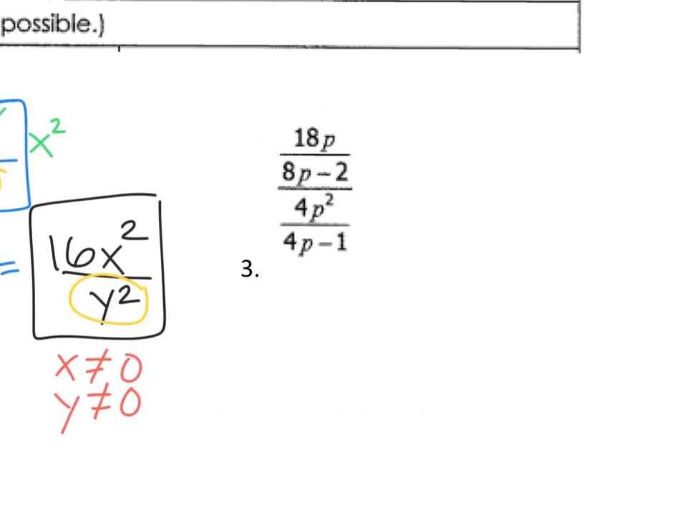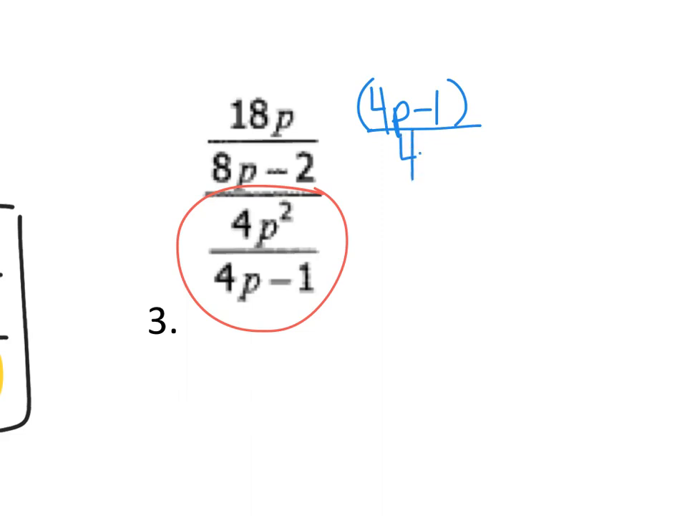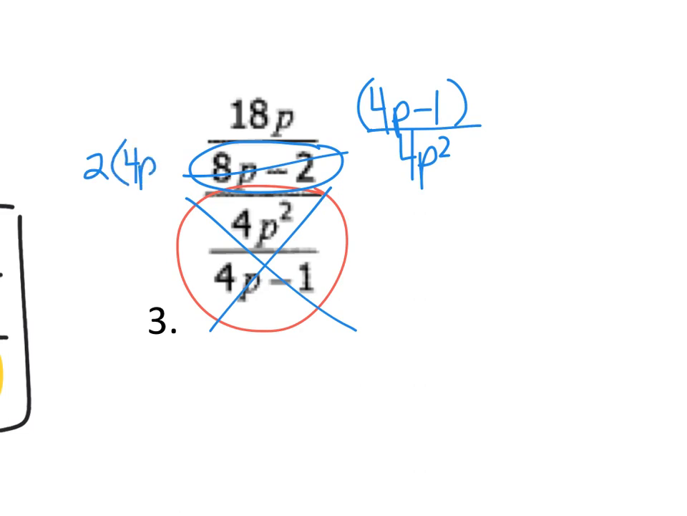Okay, number 3. Again, I'm going to take the bottom fraction and multiply the top and the bottom by 4p minus 1 over 4p squared. The reason I put 4p minus 1 in parentheses is that I can factor out this. So I could factor out 8p minus 2. I could factor out a greatest common factor of 2. So in that case, I'll have 2 times the quantity 4p minus 1. So my numerator will be 18p times 4p minus 1, and my denominator is going to be 2 times the quantity 4p minus 1 times 4p squared.